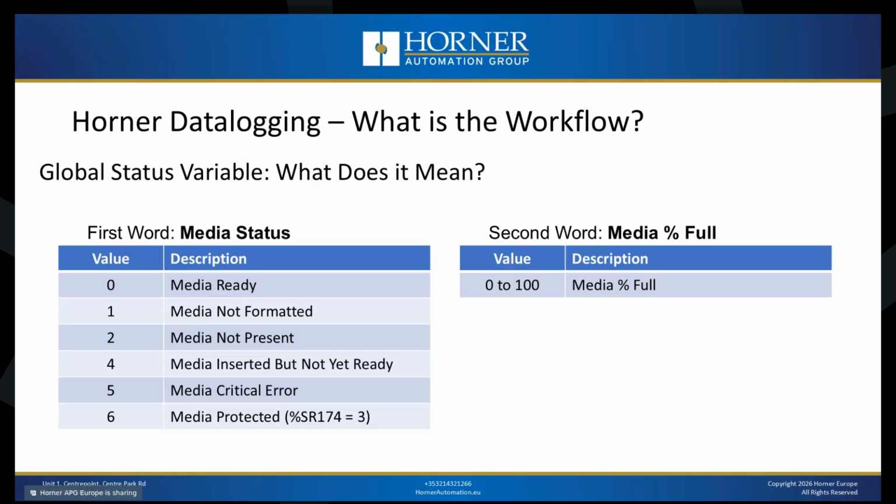What does the global status variable actually mean? The global status variable is a two-word variable. The first word is our media status. This tells us if our media device is ready, whether it is formatted, whether it is present, and so on. The second word is our media full percentage. This tells us how much storage space is left on our media device. When using modern SD cards and USB devices, it is unlikely that your device will completely fill up. It is important, however, to monitor this nonetheless.